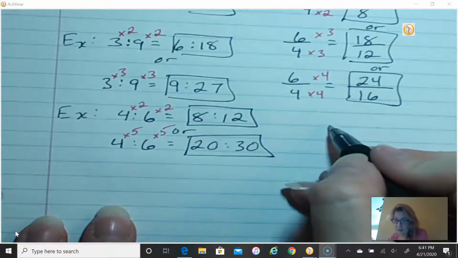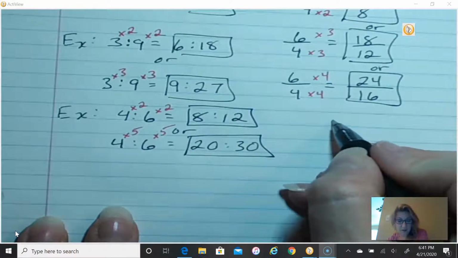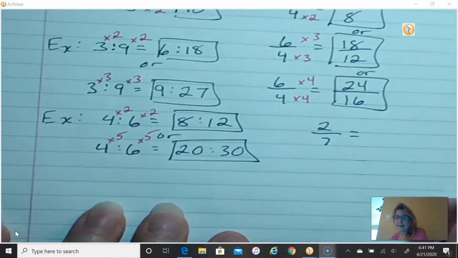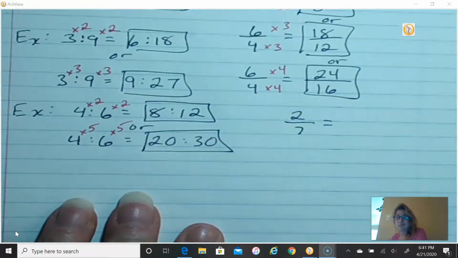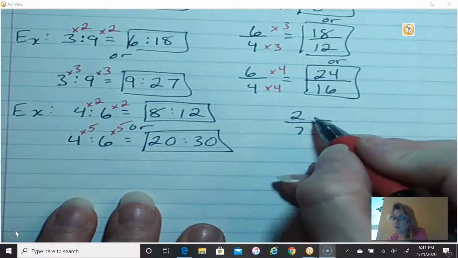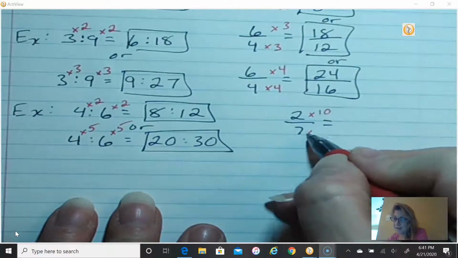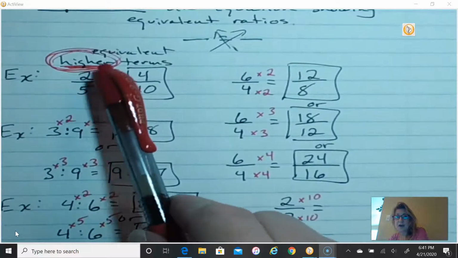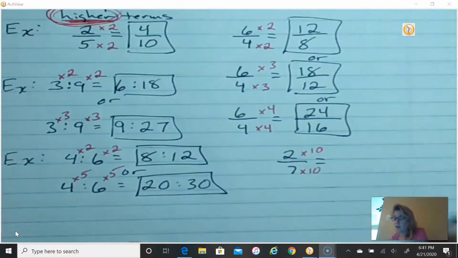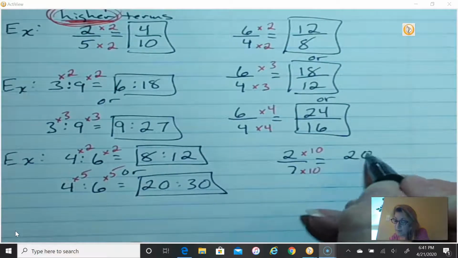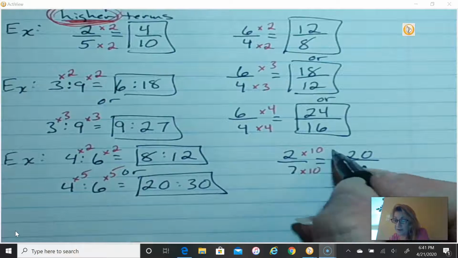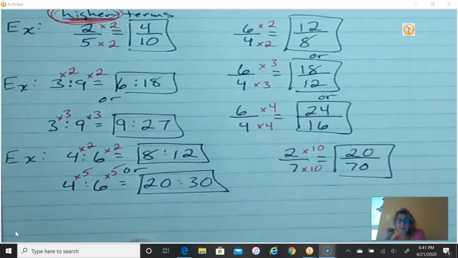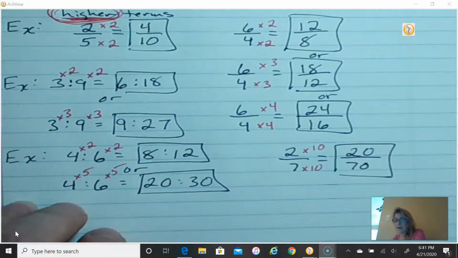We could have another fraction. How about if we do times 10? What we do to the top number, we do to the bottom. And remember, we're looking for a higher term. So 2 times 10 is 20, and 7 times 10 is 70. That's definitely higher, and they're equivalent. Okay?